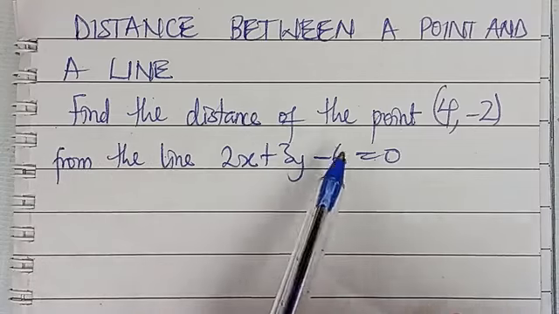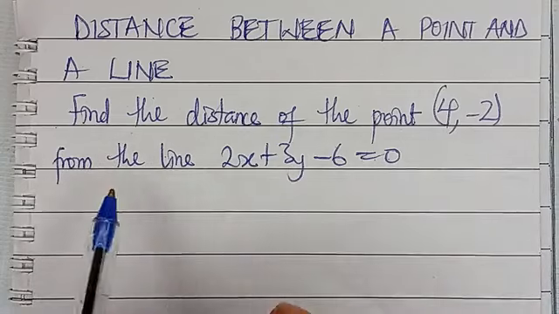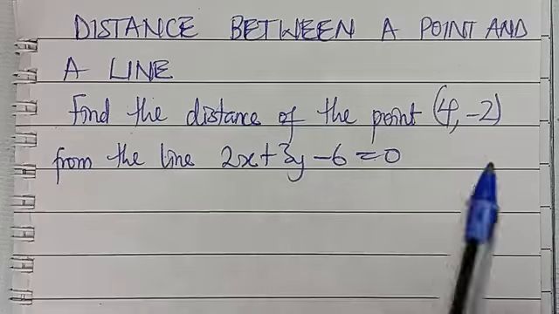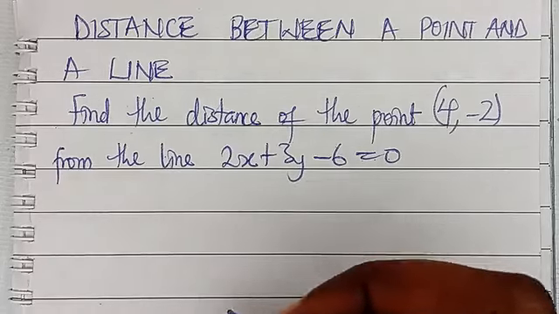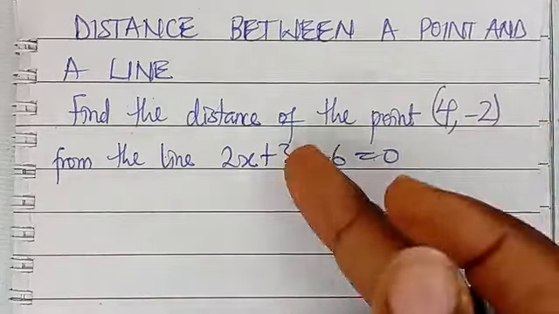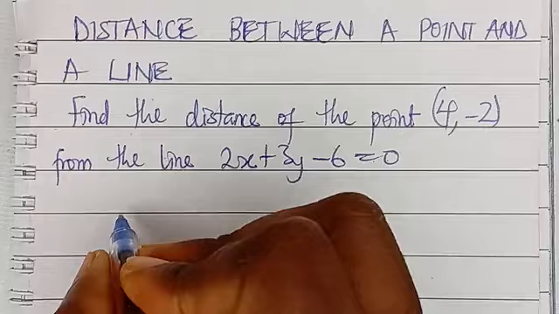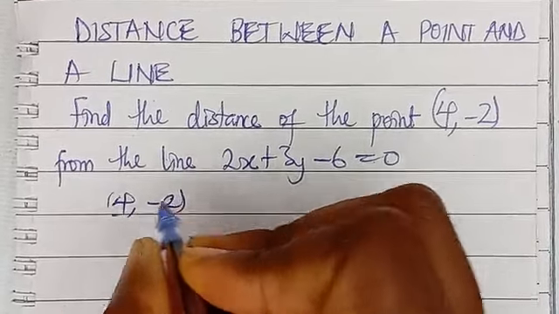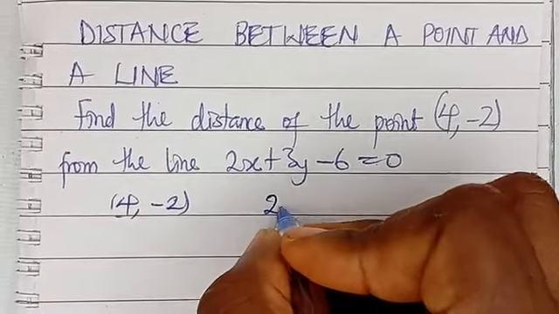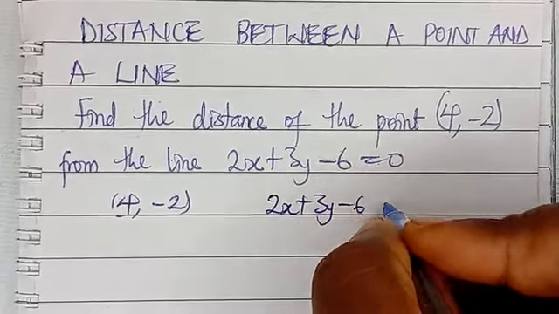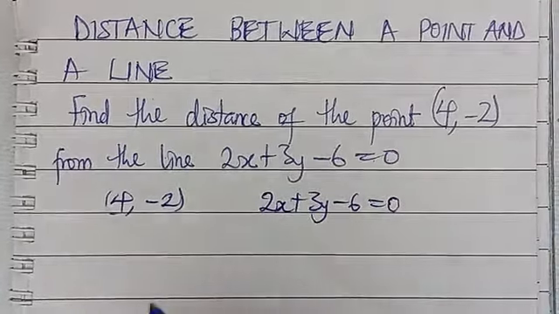Find the distance of the point (4, -2) from the line 2x + 3y - 6 = 0. So the first thing we are going to do is write out the things given to us. We have the point (4, -2), and we have the equation 2x + 3y - 6 = 0.